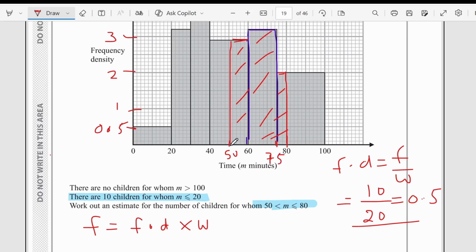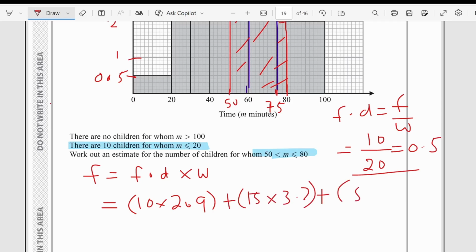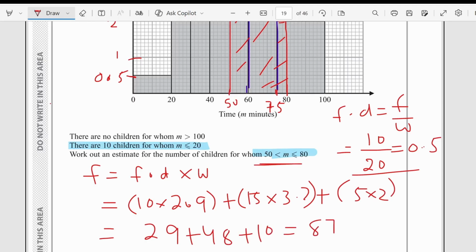For the first bar, we have width 10 and frequency density 2.9. For the second bar, we have width 15 and frequency density 3.2, and this bar width is 5 and its frequency density is 2. So we are going to substitute all these values and add them up. So it would be 10 times 2.9 plus 15 times 3.2 plus 5 times 2. If we simplify this, 29 plus 48 plus 10 equals 87. So number of children, we have 87 in this interval.